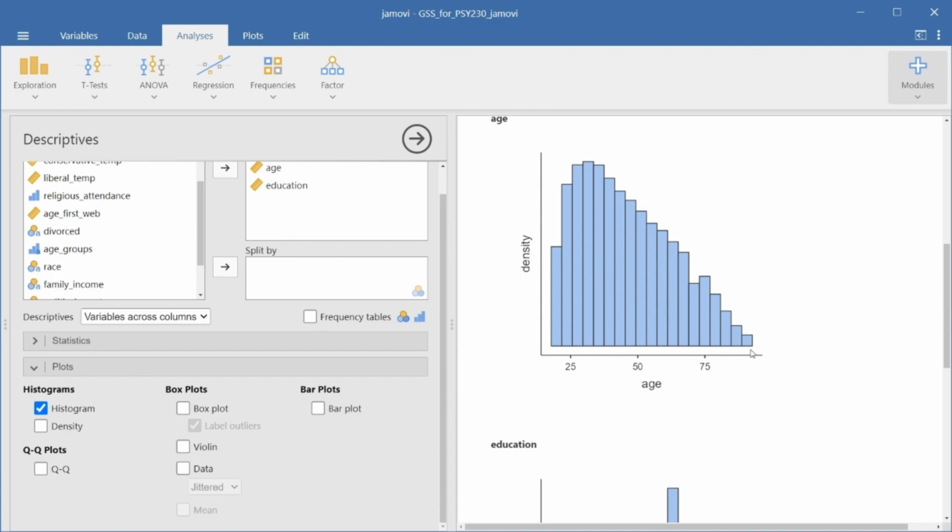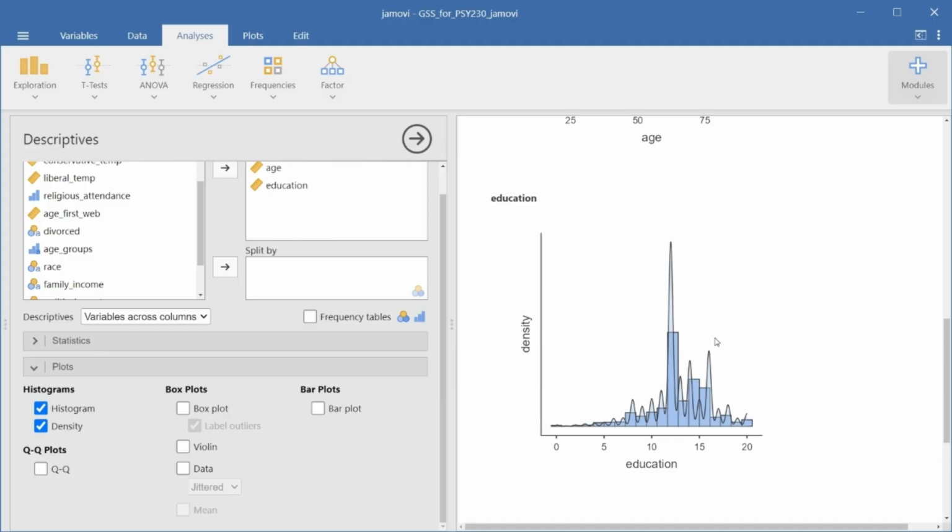Shape. Broad. A peak in the younger middle range, trailing off to the right. Compared to last video, skewness plus 0.435, mildly right skewed, and kurtosis minus 0.750, flatter than normal. Picture and numbers agree. I'll add density, which lays a smooth curve over the bars. Same information, less noise, often easier to judge.